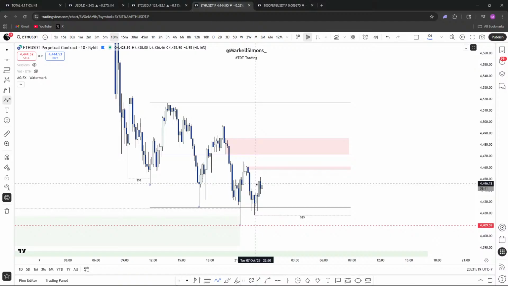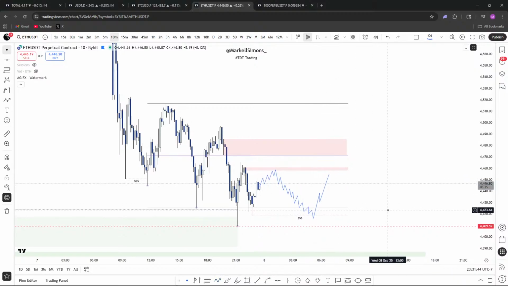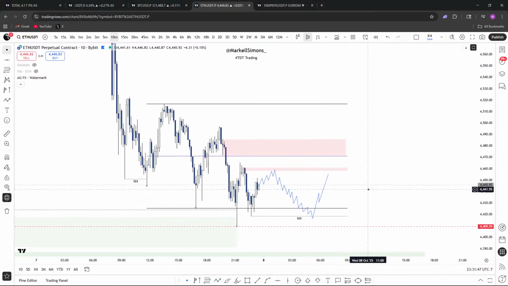So maybe we come up, we reject from this supply, come down, grab this liquidity POI. What time is it? It's 2 o'clock. Around 5:30. See, the timing has to be right too. Could we come back and grab this liquidity POI?